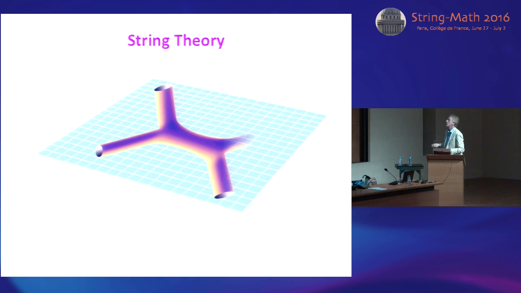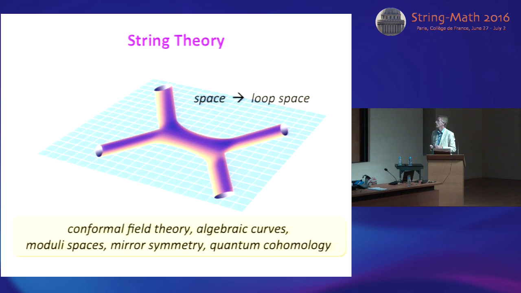Then the fourth stage would be string theory, where we replace particles by strings. So instead of looking at the movement of points, it's moving little loops. So it's studying spaces through the eye of loop spaces.